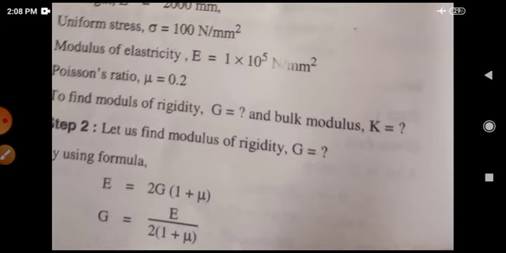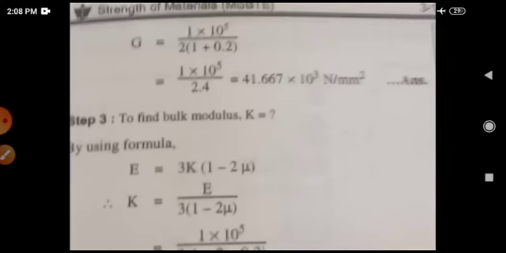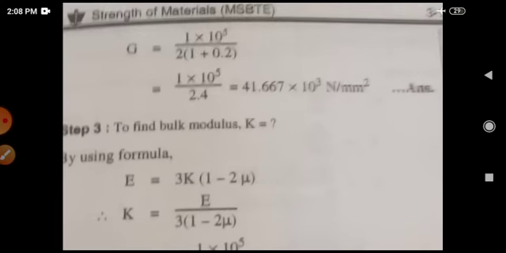Mu this time is given 0.2. We have that formula: E is equal to 2G into (1 plus mu), and G is equal to E upon 2(1 plus mu). Writing this equation for G, then just put in the values. There is nothing else to do. Just rewrite that formula for the desired quantity to be calculated, and then go for calculation. 1 into 10 raised to 5 upon 2 into (1 plus 0.2) will give you the desired answer, that is 41.667 into 10 raised to 3 Newton per meter square.